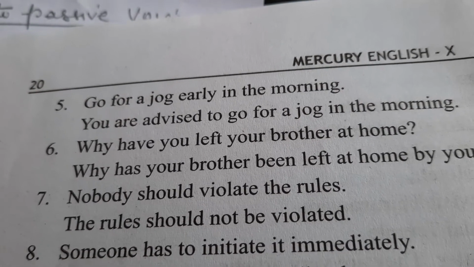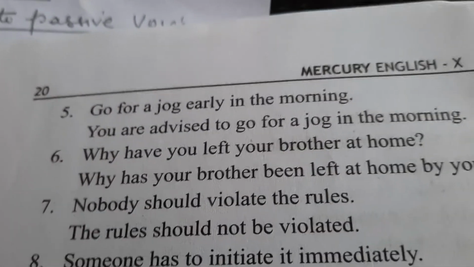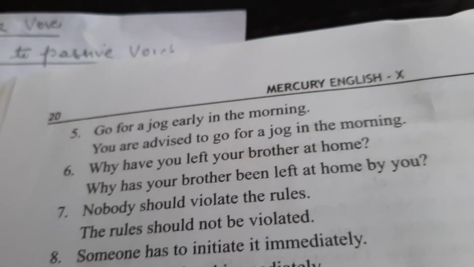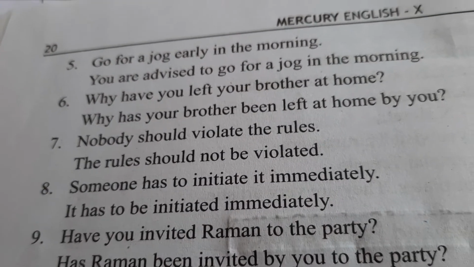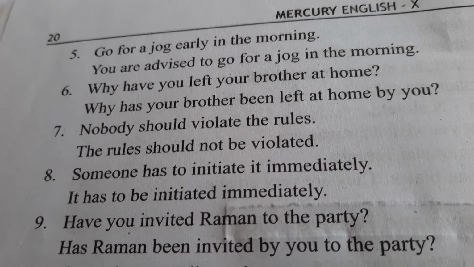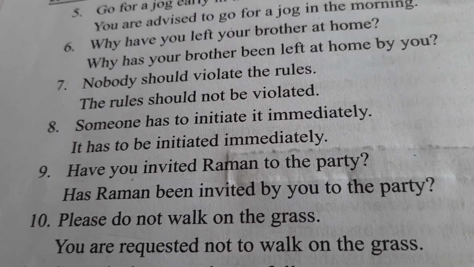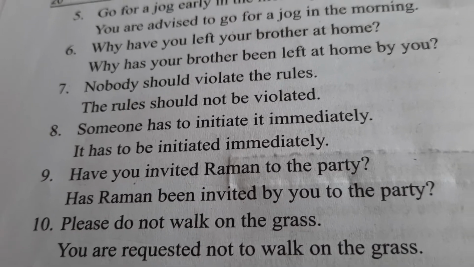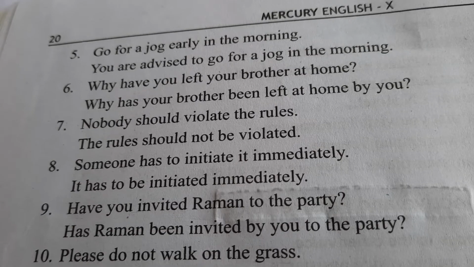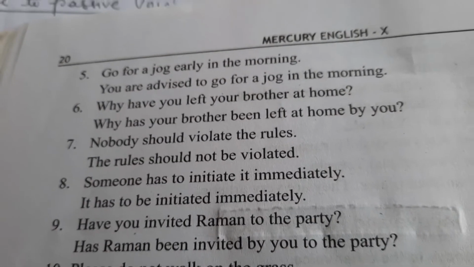Fifth one, go for a jog early in the morning. So it's advice for you by someone. How to answer? You are advised to go for a jog in the morning. Sixth one is the question, why have you left your brother at home? Why has your brother been left at home by you? Seventh one, nobody should violate the rules. The rules should not be violated. Here, nobody means no one, so there is no need to give the object.